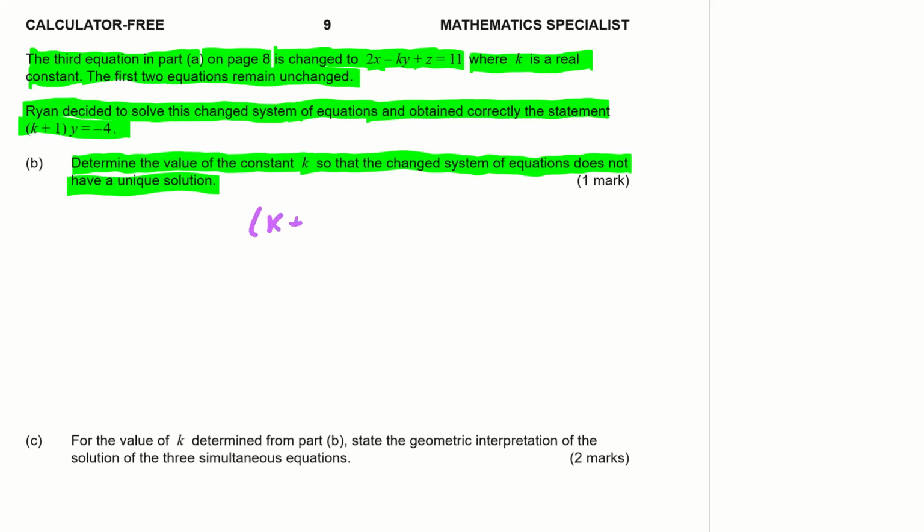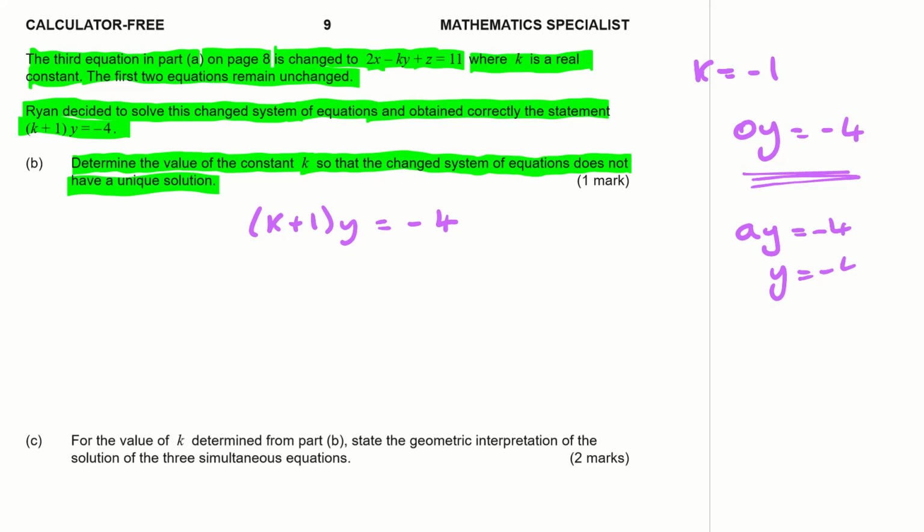So we have k plus 1 y is equal to negative 4. If we were to take k equal to negative 1, that would give us 0y is equal to negative 4, and that can't have a unique solution. If k is any other value, then we would have some number of y's is equal to negative 4, and then y would just be negative 4 divided by that. And then we'd be able to find corresponding values of z and x. So what we want here is that k is equal to negative 1.